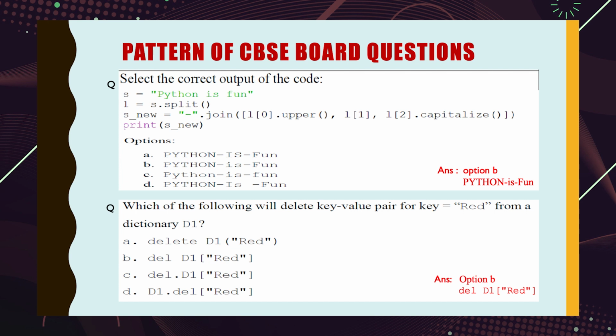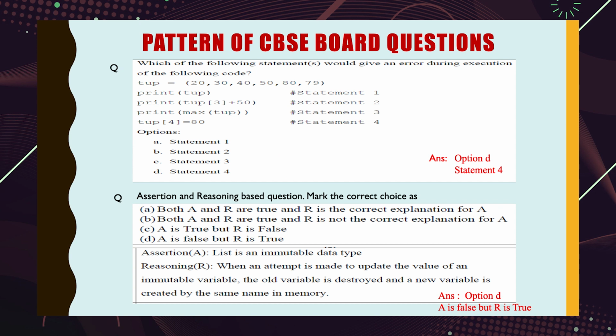Now let's see another one. The solution of the next is option B. Del D1 red. Next question is, which of the following statements would give an error during execution of the following code? Since tuple is an immutable data type, therefore the answer is option D, statement 4.